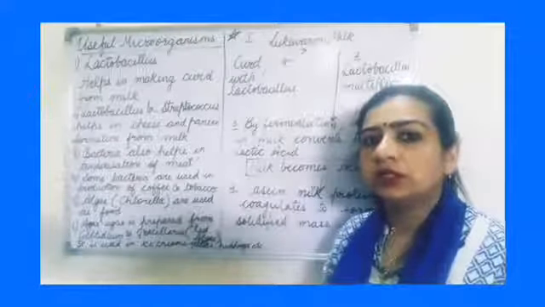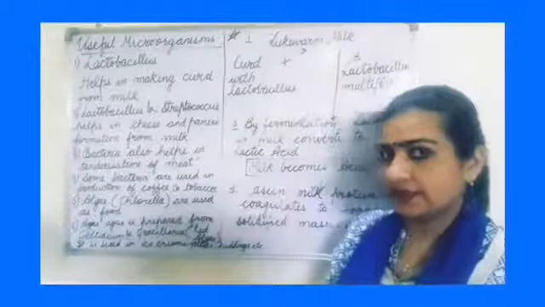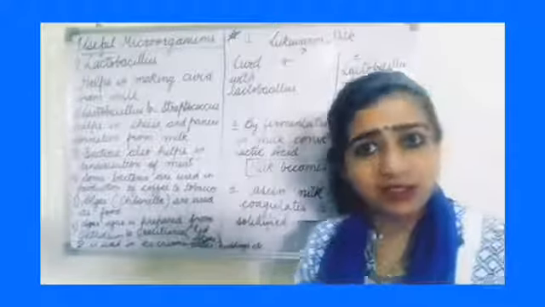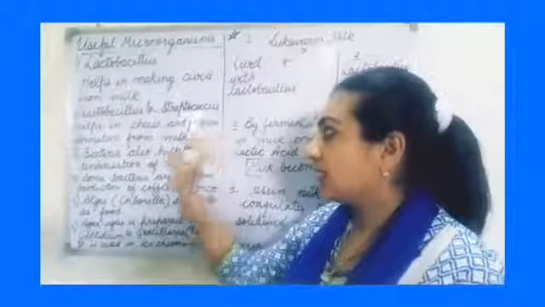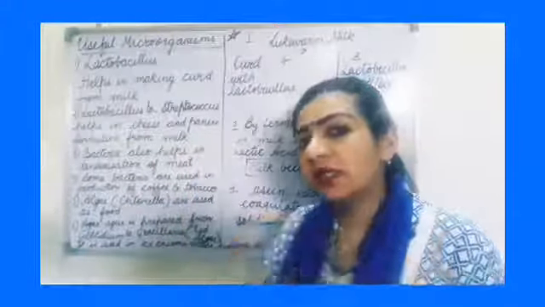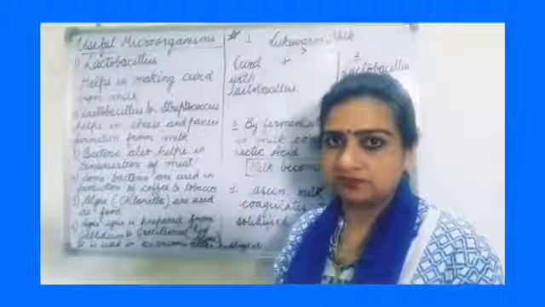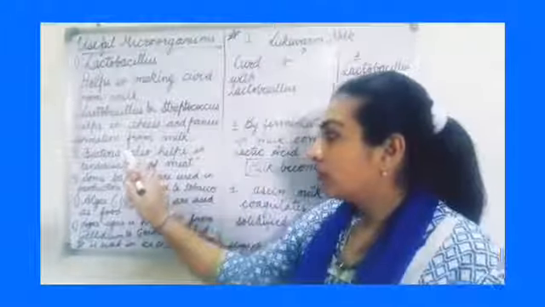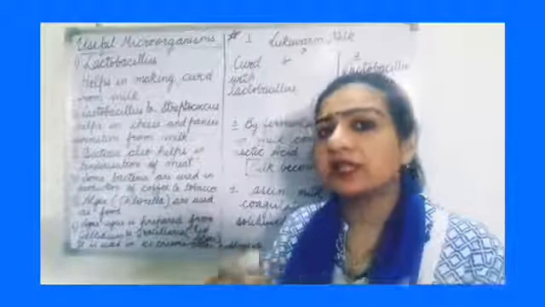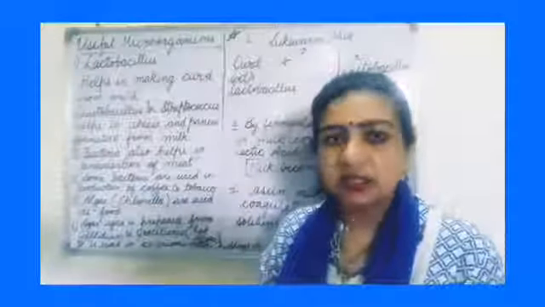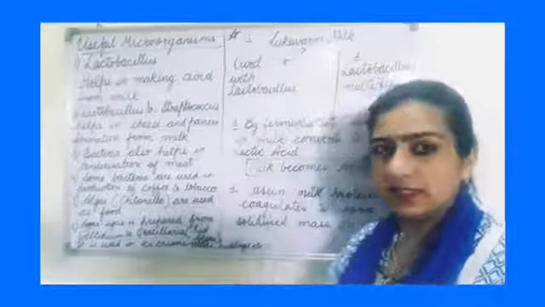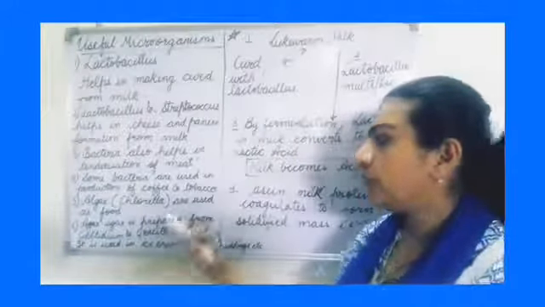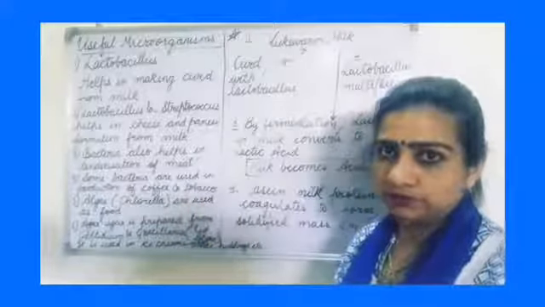Now moving forward to the next useful microorganism, that is again our lactobacillus, and the second one is streptococcus. Both these bacteria help in cheese and paneer formation from the milk. Third, some bacteria help in meat tenderization. That means they help to make it soft. The next useful microorganisms are again some bacteria which help in the production of coffee and tobacco.